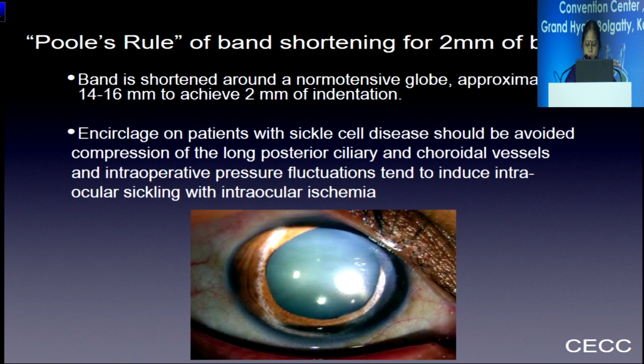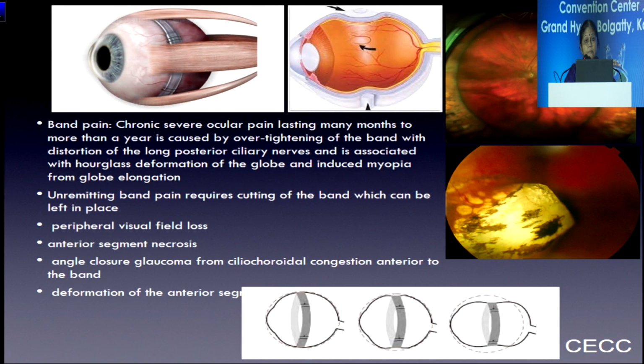And this is responsible for anterior segment ischemia. We rarely see anterior segment ischemia now. Previously, there were a lot of such cases because of too much tightening of the encirclage. Now, with the advent of vitrectomy, scleral buckling is a procedure which has become almost obsolete, and we rarely see this complication. This can also cause severe band pain in the patient, a chronic aching kind of pain at the back of the eye, which sometimes necessitates that you cut the band and leave it back in the eye.